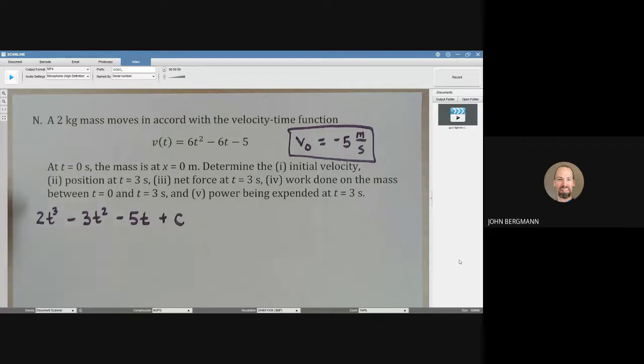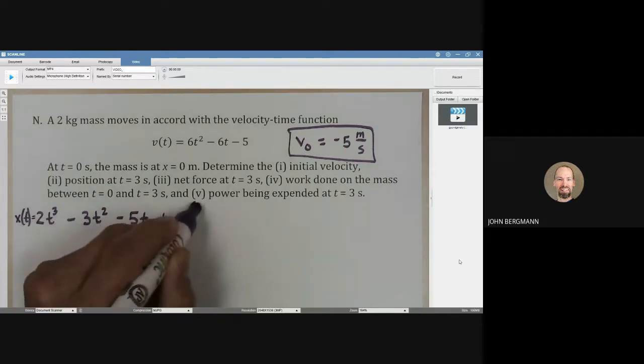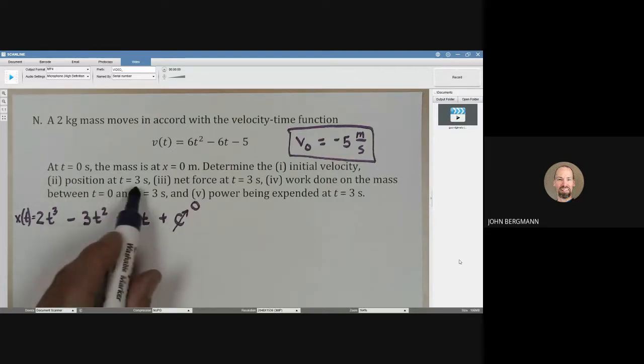So that is our expression for position relative to time. Sorry, I'm running out of room there. What are we told, however? We're told that at time 0, the mass is at x equals 0. So if I put 0 in for these t's, 0, 0, 0, we have x equals 0. Therefore, this constant of integration turns out in this case to be 0. Okay, well, that's kind of nice. So now let's put t equals 3 in there.